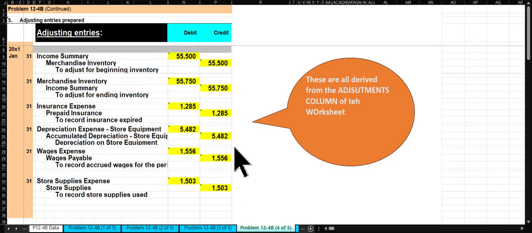So these entries are the same ones that were in the adjustments column of the worksheet, but we had to record them, journalize them, and then post in order to update the ledger so that the balances match the ones that appear in the adjusted trial balance columns.